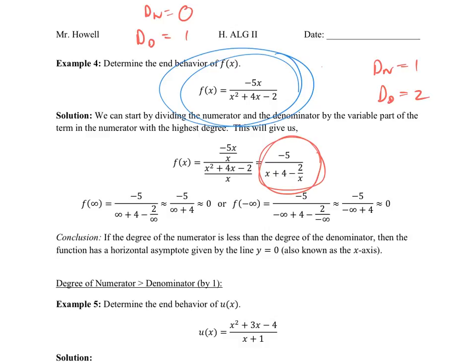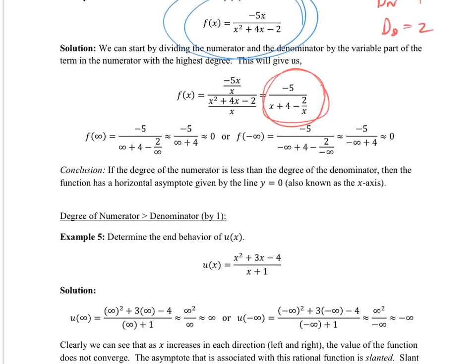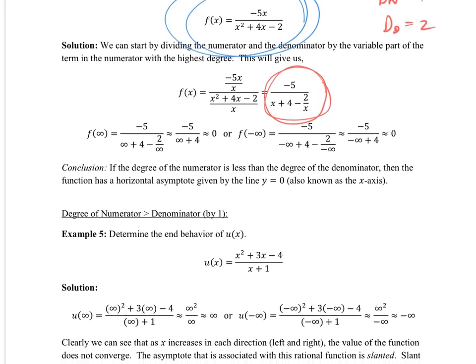Now we'll look at the third case, when the degree of the numerator is greater than the denominator, specifically by 1. So let's look at this example here. We've got u of x equals a quadratic over a linear function. To do this, you might want to factor to start. Unfortunately, this isn't factorable. So we can just plug infinity in, like we've done. But that doesn't help us much. Because what do I end up with?